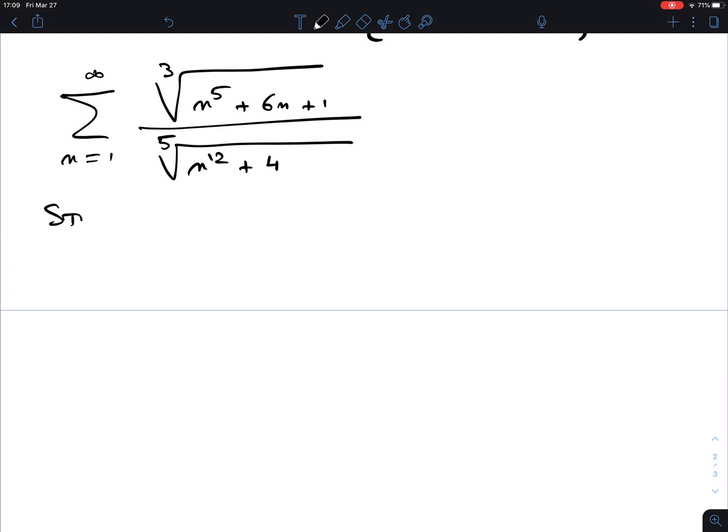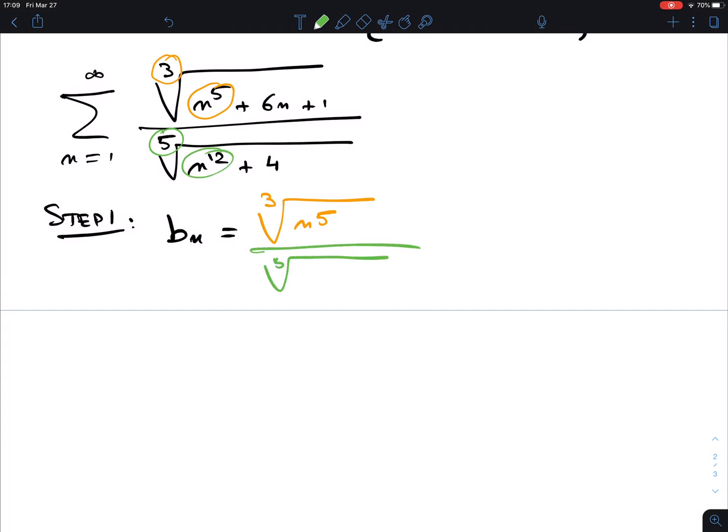So, step 1. What is Bn? Well, let's think about it. What's the highest power? Well, the highest power is n to the fifth, but not really, because it's in the third root. So let's just write that. It's the third root of n to the fifth. That's the highest power there, right? And then the same for the bottom. It's the fifth root of n to the 12th.